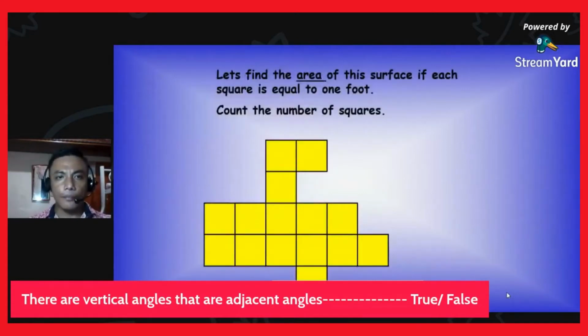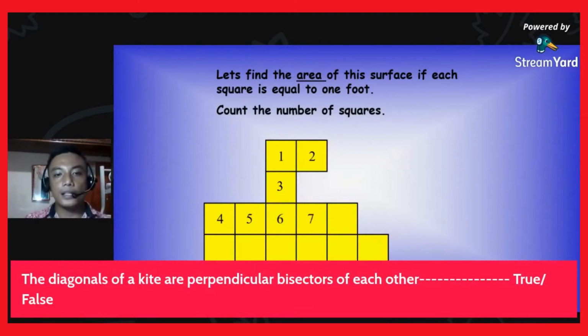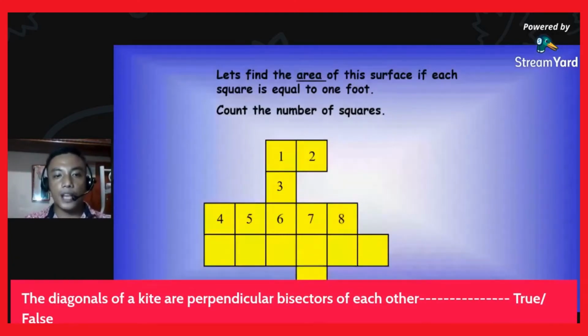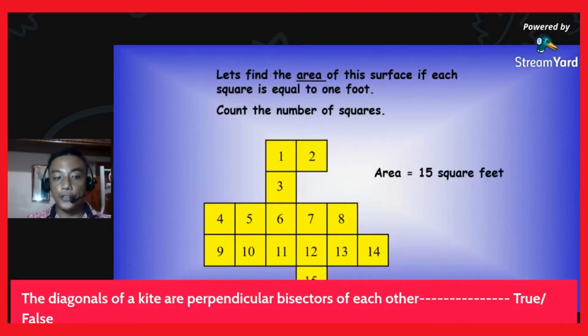Next, we're going to find the area of the surface if each square is equal to 1 foot. We count the number of squares: 1, 2, 3, 4, 5, 6, 7, 8, 9, 10, 11, 12, 13, 14, 15. So the area of the figure is 15 square feet.